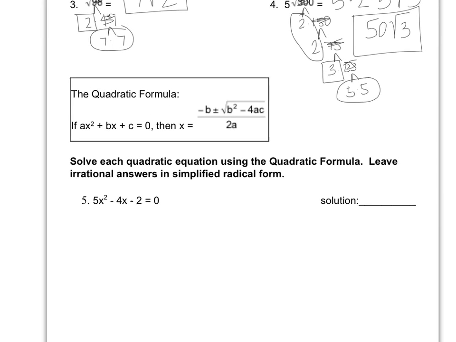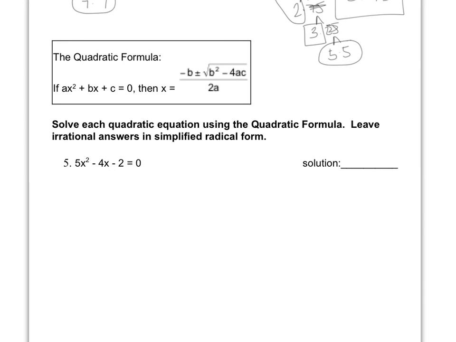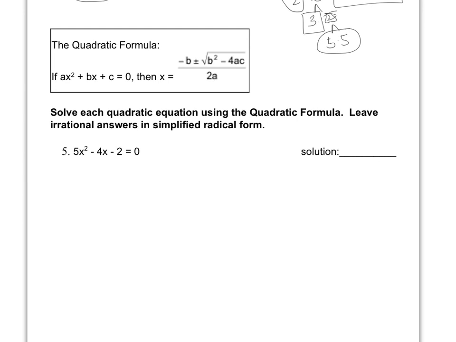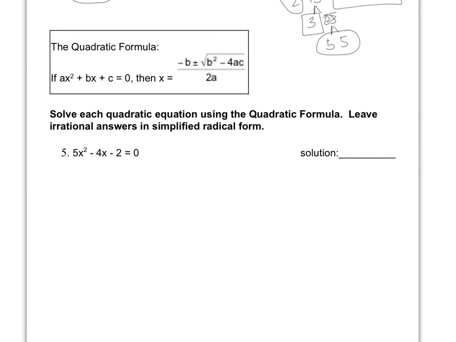Okay, so now we're going to get into solving a quadratic equation using the quadratic formula. We've already talked about solving using factoring, so this is just another method of solving. So notice here, quadratic formula, and here's your formula. It's negative b plus or minus the square root of b squared minus 4ac all over 2a.